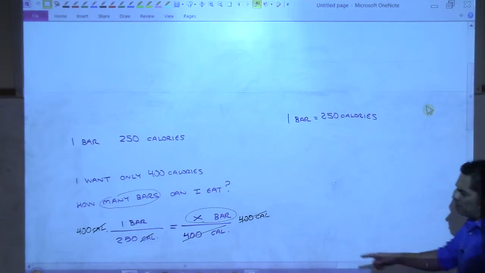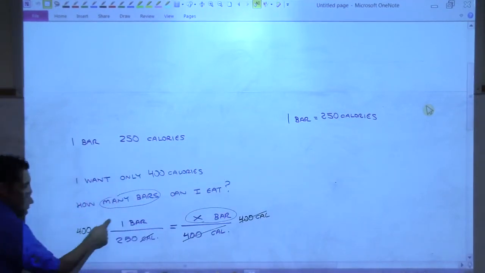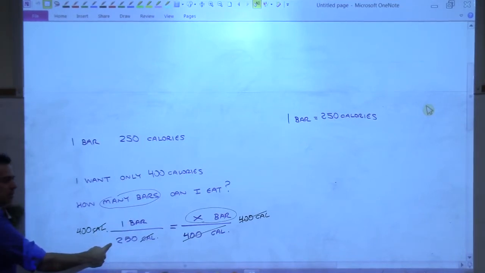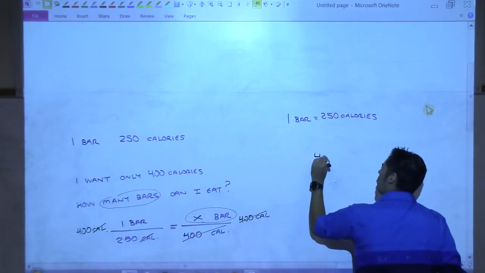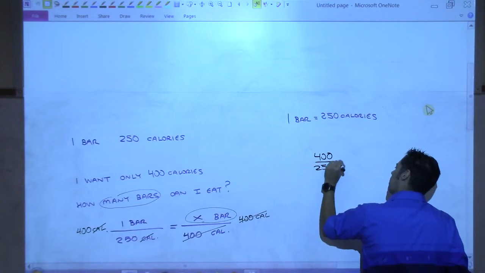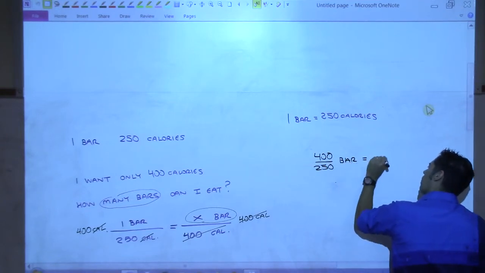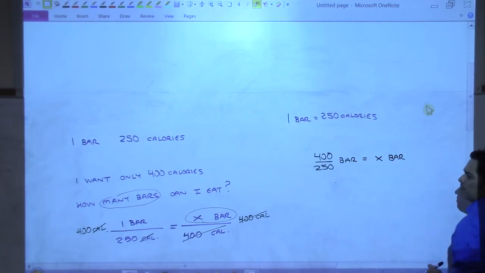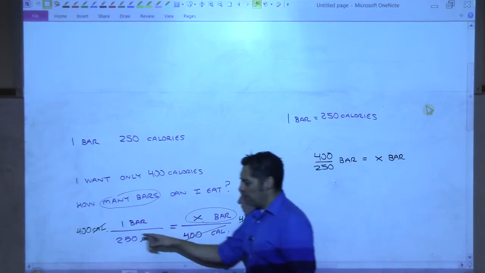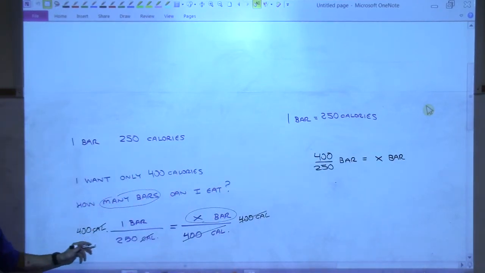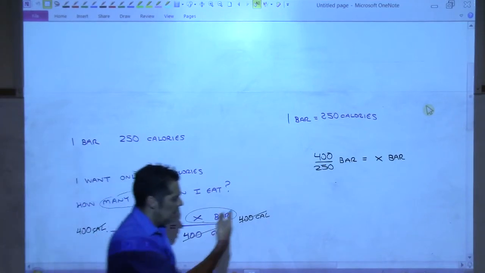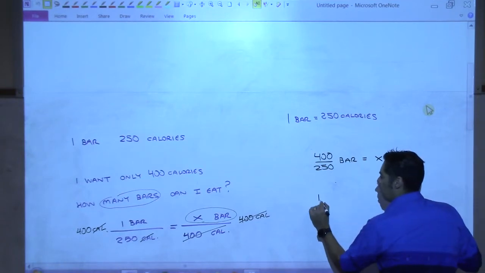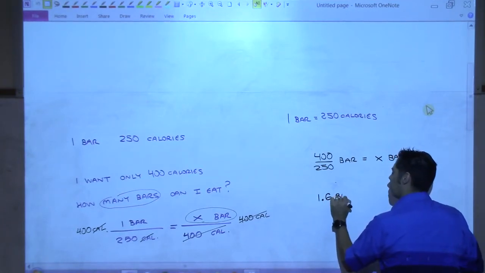And so what I'm left with on the left side is 400 times 1, right? Bars over 250. So really I'm left with 400 over 250 bars equal X bars. It's bars, however you want to look at it. Do y'all see where that 400 over 250 is coming from? Sure? And now, on your calculator, 400 divided by 250 is what? 1.6. 1.6 bars.